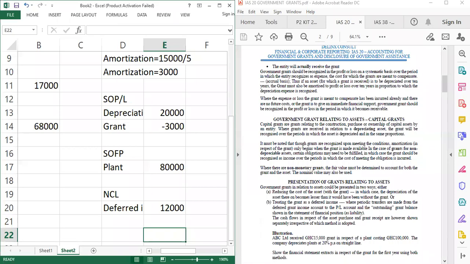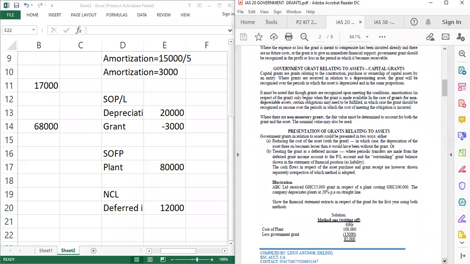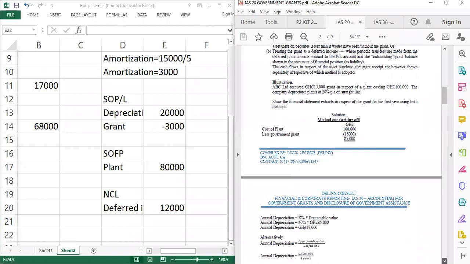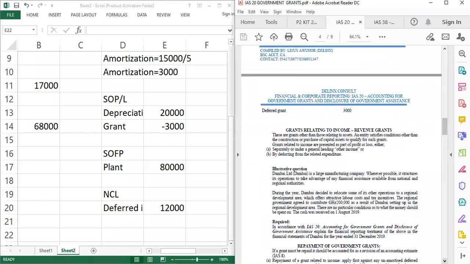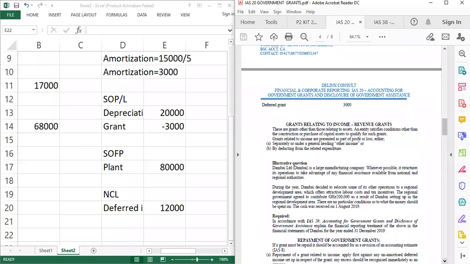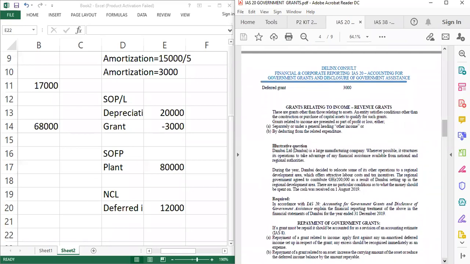Let's look at grants relating to income, which is revenue grants. These are grants other than those relating to asset. An entity satisfies a condition, other than the construction or purchase of capital asset, to qualify for such grant. Grants related to income are presented as part of profit or loss, either separately under a general heading, other income, or by reducing from related expenditure.